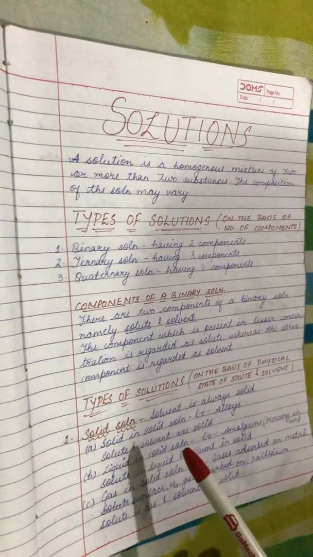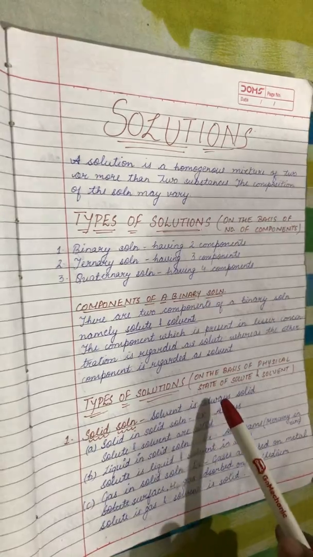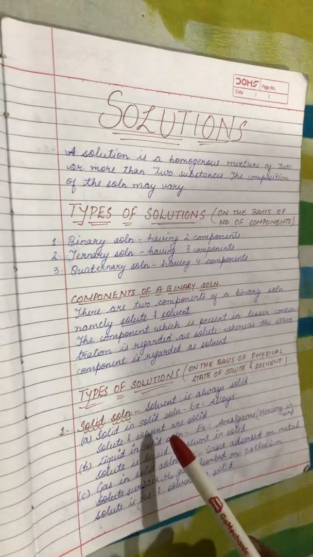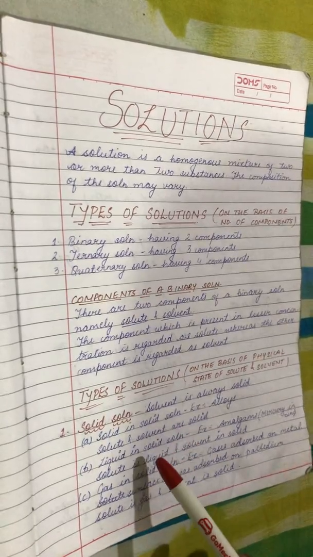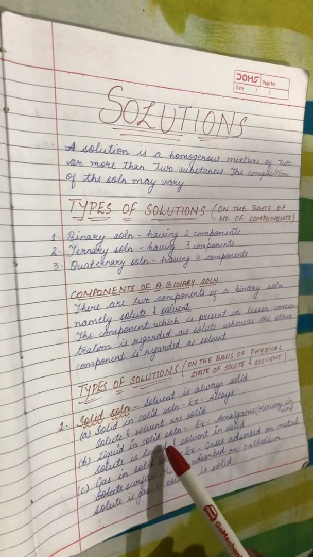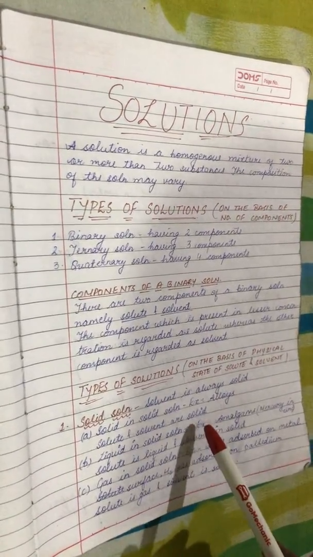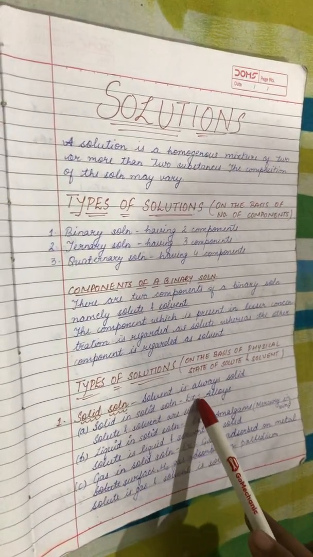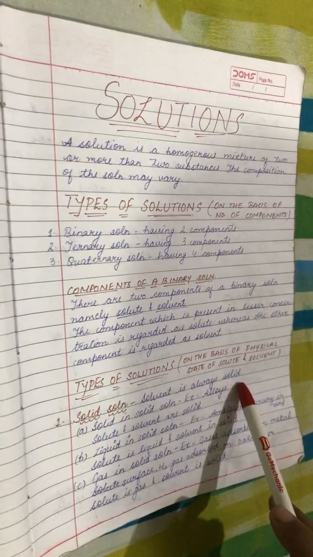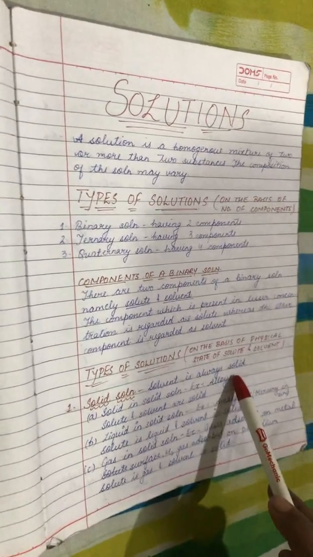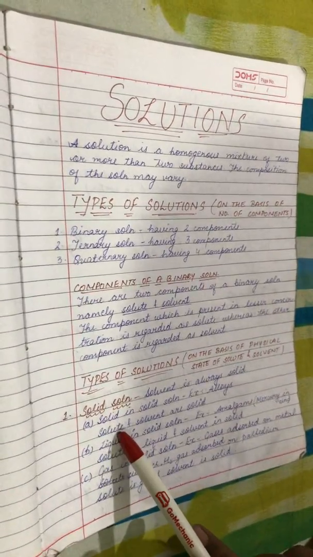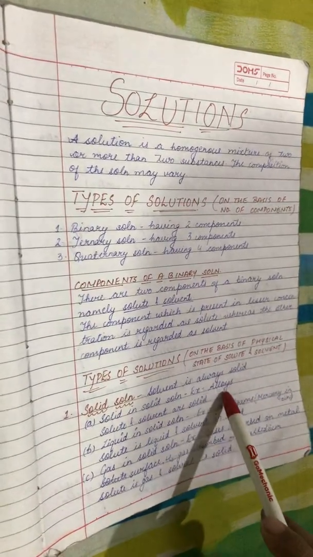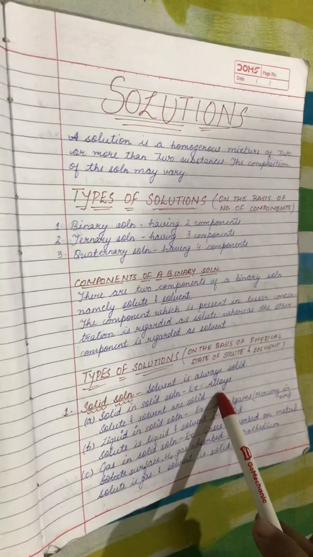Now we have another classification of the solution. This is based on the physical state of the solution. It may be a solid solution, a liquid solution, or a gaseous solution. Now, the solid solution is the one in which the solvent is always solid, but the solute may vary. It may be solid in solid solution. For example, all your alloys come under this category.